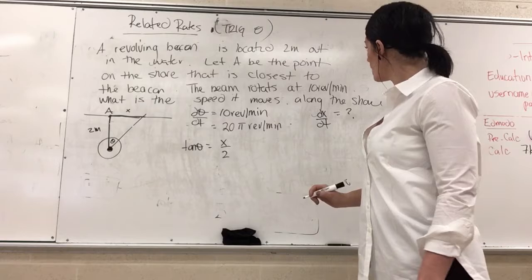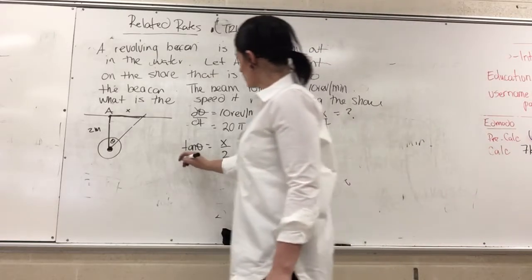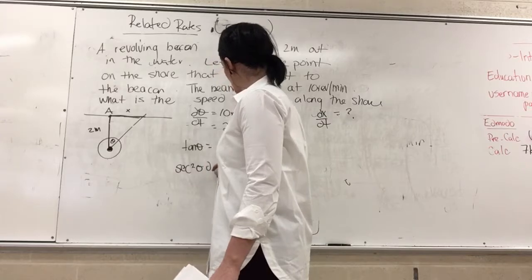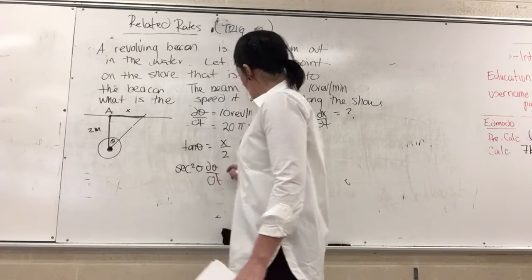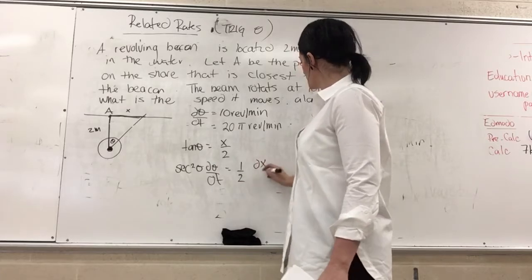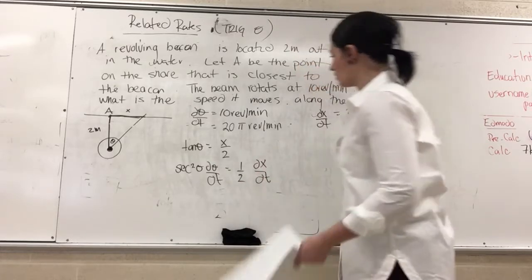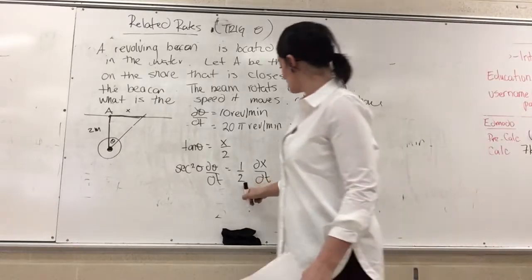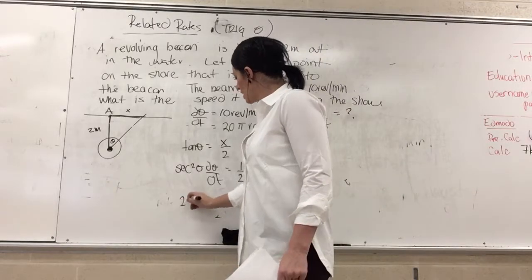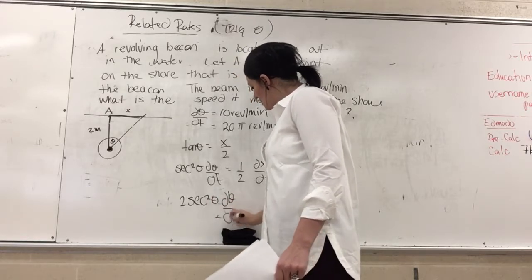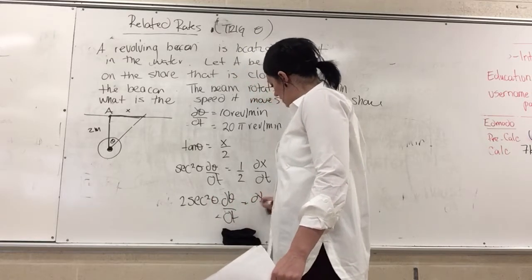Okay, so now I'm going to go ahead and apply d/dt. The derivative of tan is secant squared theta, times d theta dt, equals the derivative of x over 2, which is just a half dx dt. Okay, so then next I want to solve for dx dt. Really easy, I'm just going to multiply both sides by 2. So 2 secant squared theta d theta dt equals dx dt.